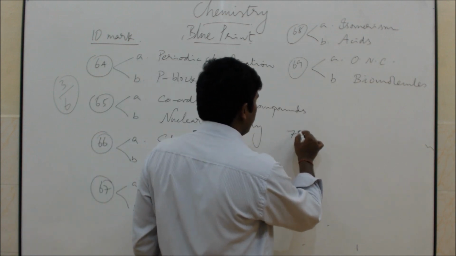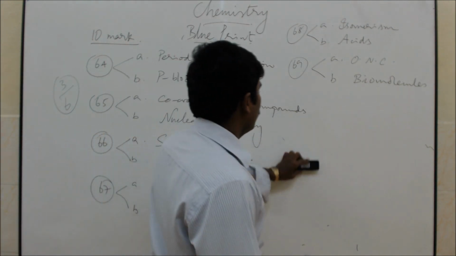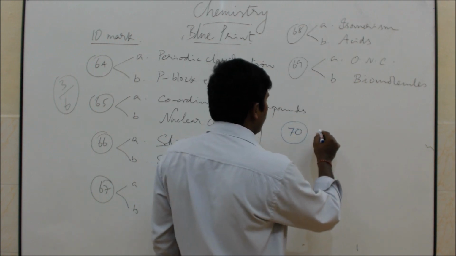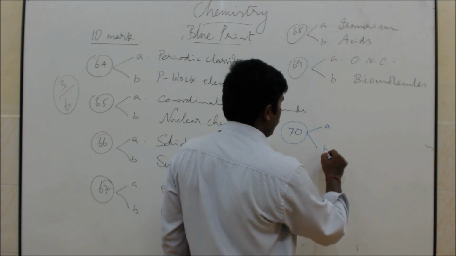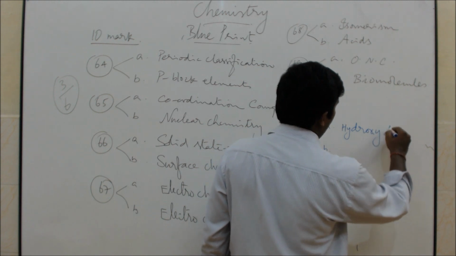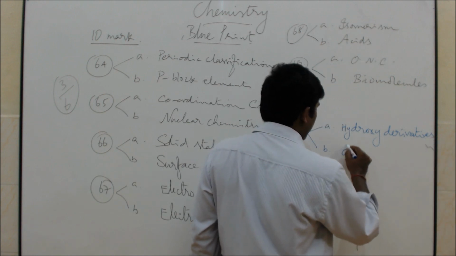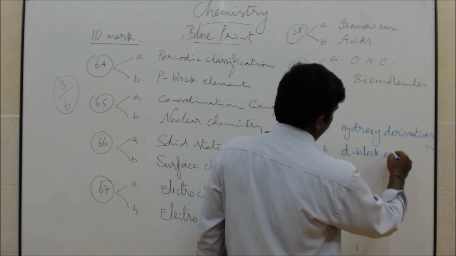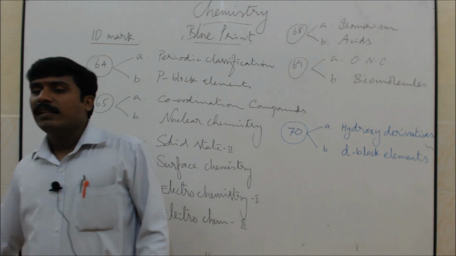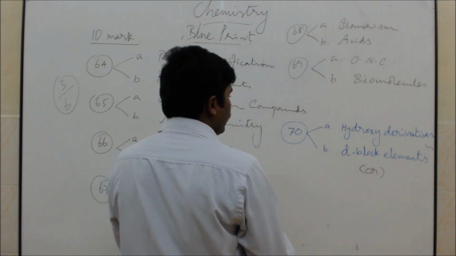Question number 70 is compulsory. That is the problem, and there is a choice also. A and B: A comes from hydroxy derivatives, B from D block elements. The choice is there, A hydroxy derivatives or B D block elements. Otherwise, you can write the next one.